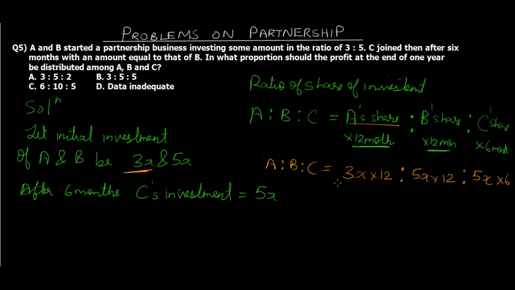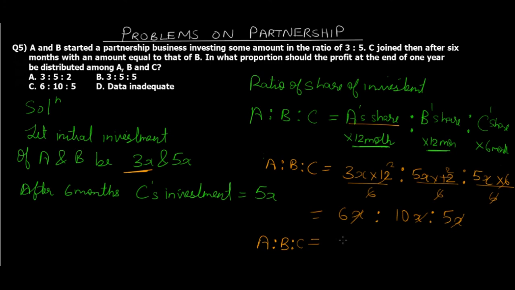Now if we divide this entire ratio by 6, we can see that this is going to get cancelled. So ultimately we will be remaining with 6x is to 10x is to 5x. Now again we can cancel out this x because it is in ratio. So the final ratio in which the profit is going to be divided is 6 is to 10 is to 5. So in the options you can see option C is going to be our final answer.